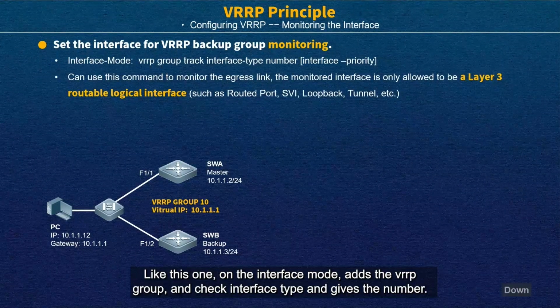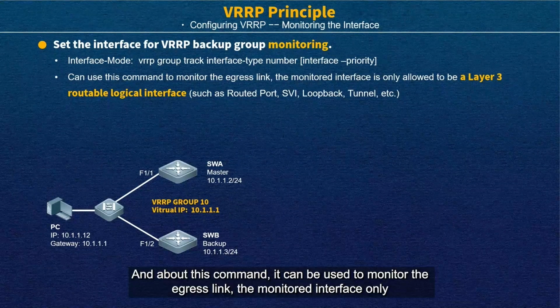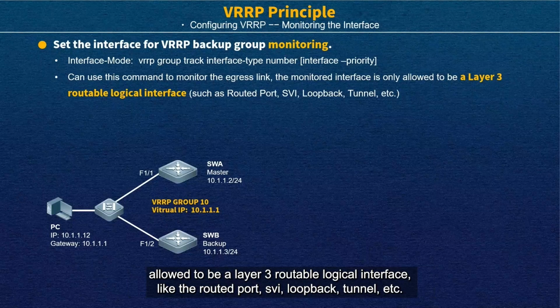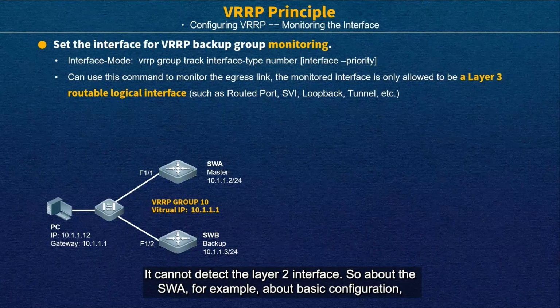Like this one: in interface mode, add the VRRP group, track interface with the interface type and a number. This command can be used to monitor the egress link. The monitored interface is only allowed to be a layer 3 routable logical interface, like a routed port, SVI, loopback, or tunnel. It cannot detect a layer 2 interface.